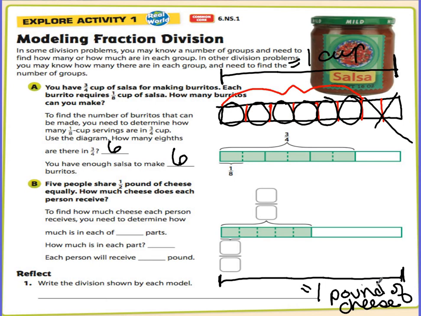So I have 1 pound of cheese, but I'm only looking at half of it, okay? Because that's all that we have is the 1/2. And I need to split it among 5 people. So I need to figure out, I need to determine how much is in each of the parts. Okay, so to find out how much cheese each person receives, you need to determine how much is in each of the parts.